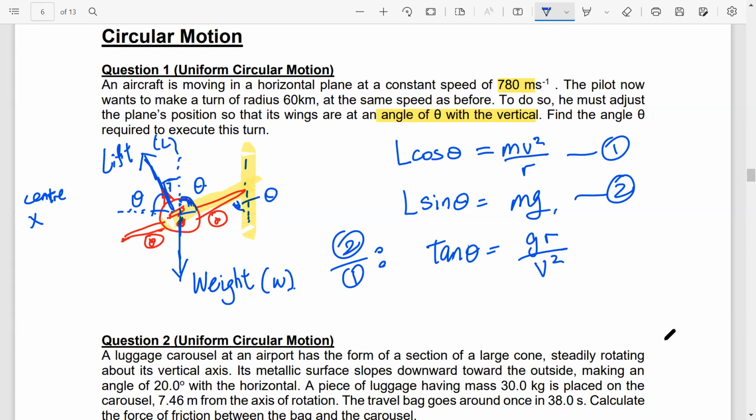Let me just use a calculator. 9.81, the r is 60 km. Remember to convert your km to meters. Divide by 780 squared, then tangent inverse. You get 44.1 degrees.